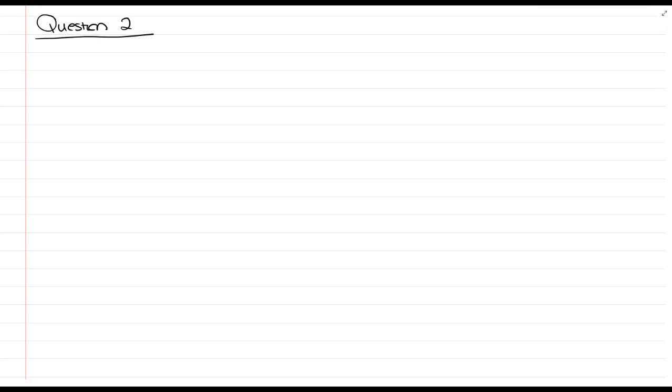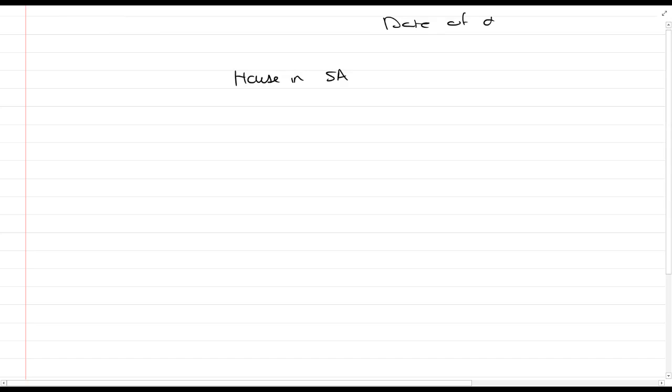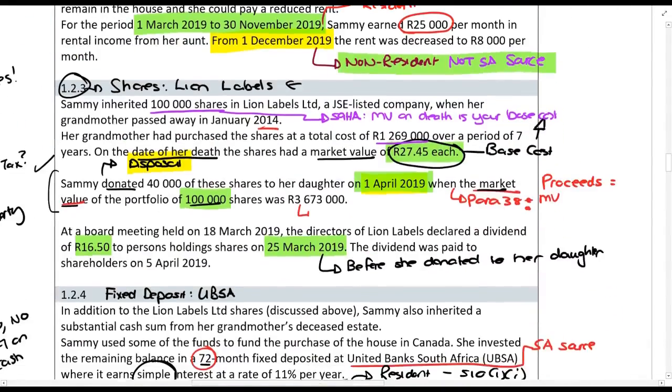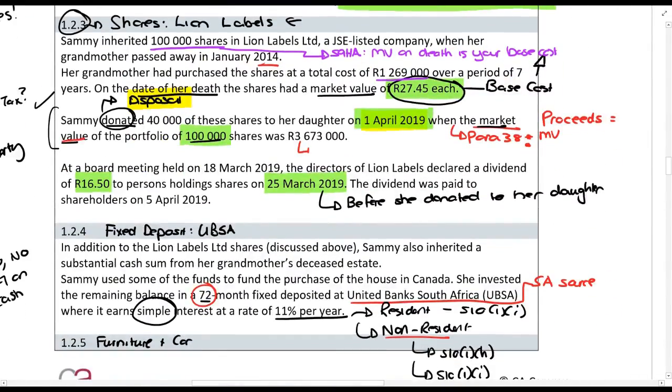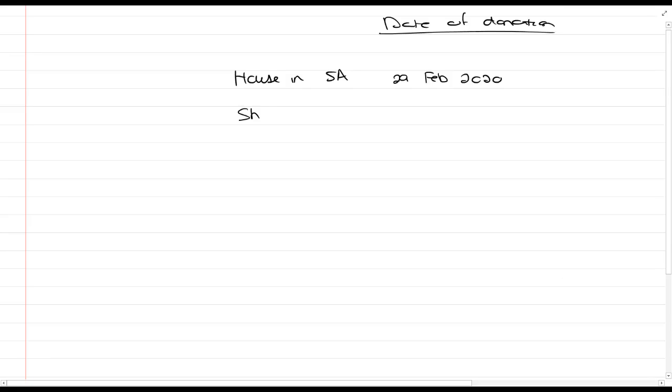Okay, so this is just a rough calc, or rough work. House in SA, I'm going to write here, date of donation. This is just something I want you to keep in the back of your head. The house in South Africa was sold on the 29th of February 2020. What else was donated? She donated shares to her daughter on the 1st of April 2019. Remember, why am I writing this down?